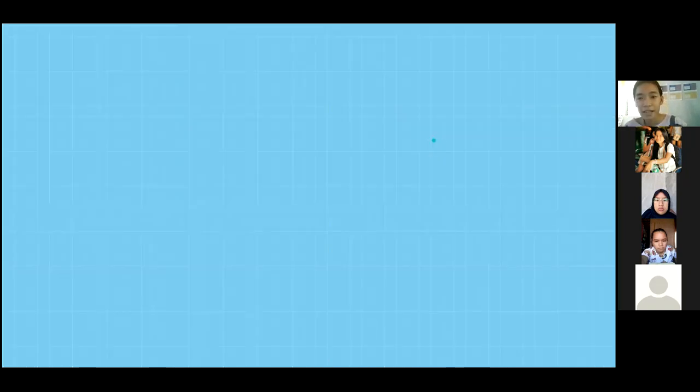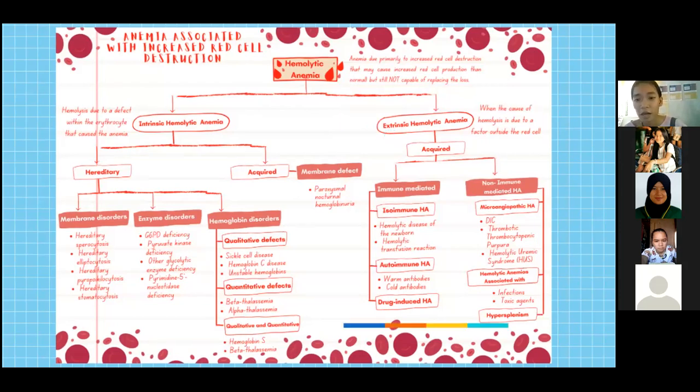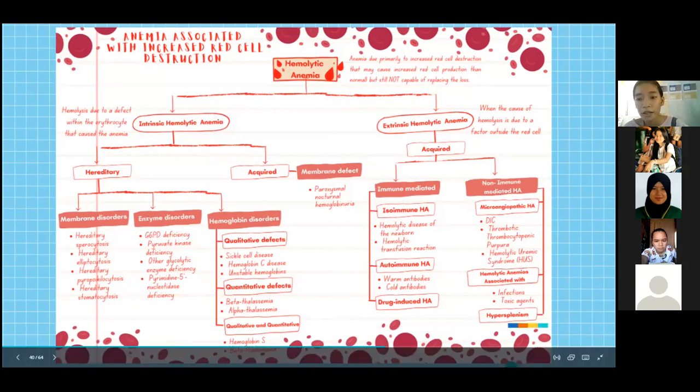So again, as an overview, we are going to be focusing on the extrinsic hemolytic anemia. This part, we are going to be focusing on. And again, extrinsic, the X meaning from the external factors. So the problem is not on the RBC itself, but on the outside of the RBC. You will know it better as we discuss and detail every part of it.